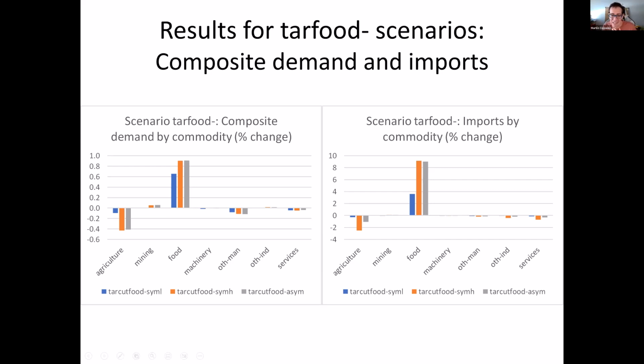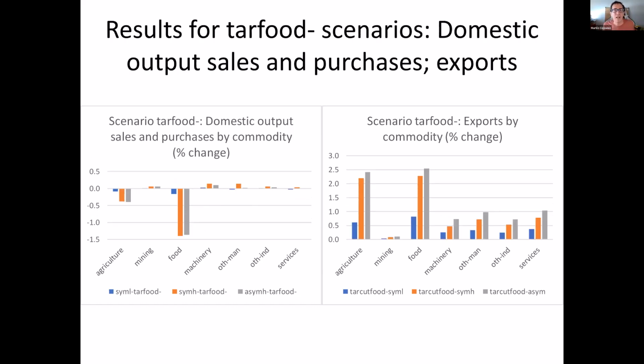Okay. I realize there are many asymmetric, symmetric, different cases, but I hope that the general idea is clear enough. Okay, and we can look at the domestic output. This is the domestic sales of domestic output.